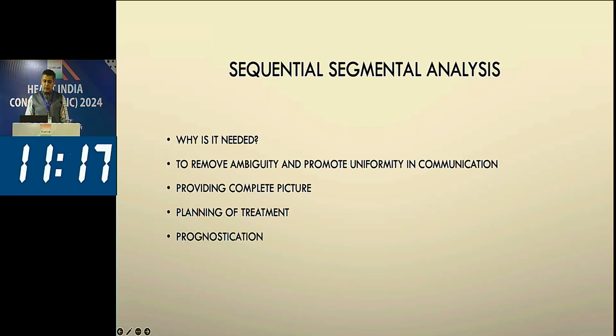We needed this kind of analysis to remove any ambiguity in our communication, because what we say to the surgeon or to the family should be one language, with uniformity in communication across the panel. If I have to communicate with another cardiologist, I should be able to communicate in an unambiguous manner. It also provides a complete picture, planning of treatment and prognostication.